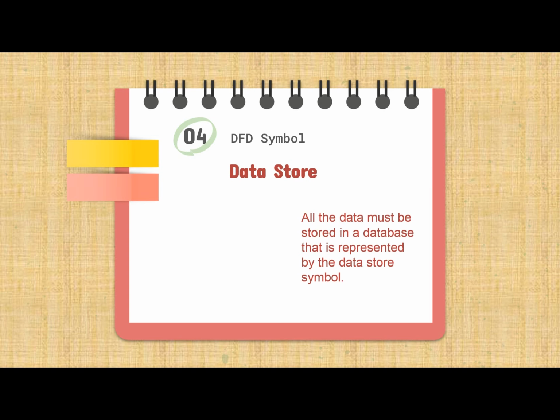Data store. All the data must be stored in a database that is represented by the data store symbol. Data can be written into the data store, which is depicted by an outgoing arrow. Data can be read from a data store, which is depicted by an incoming arrow.